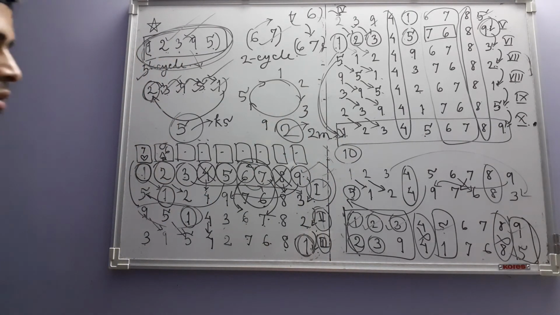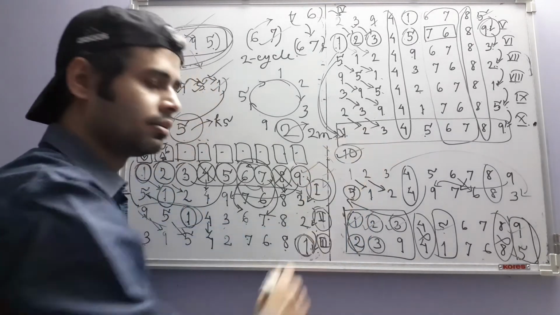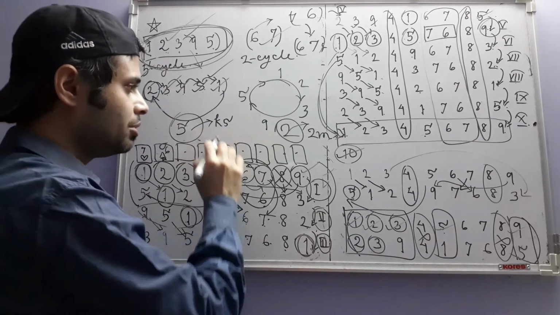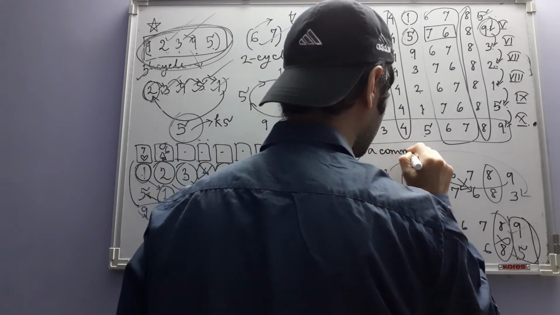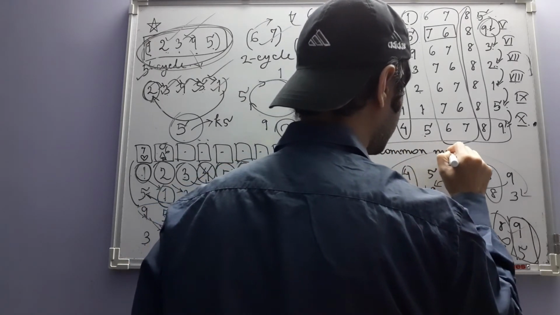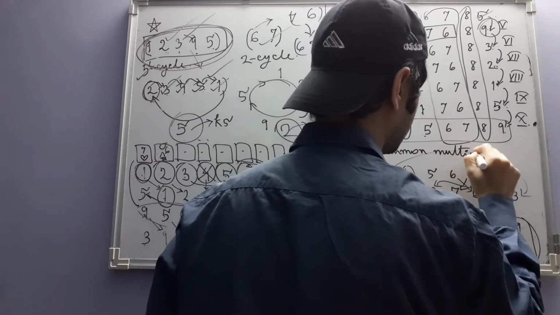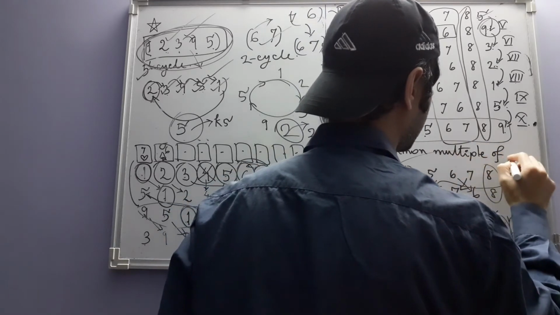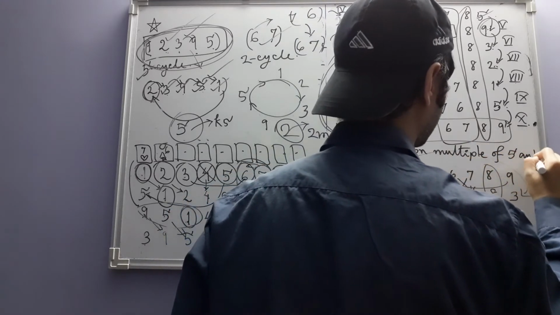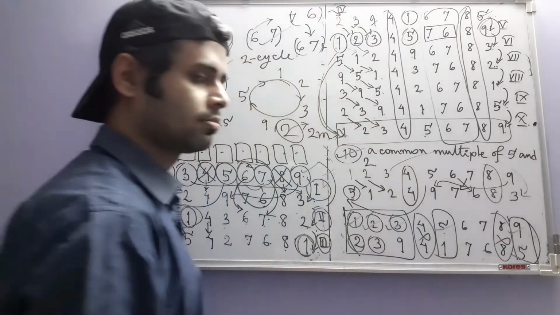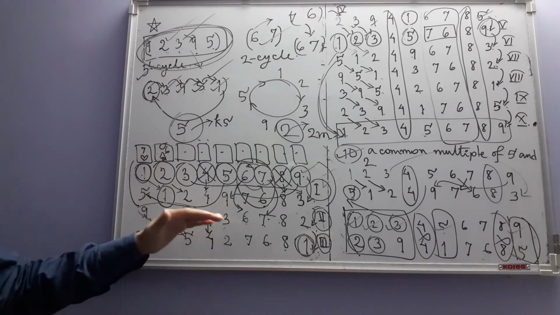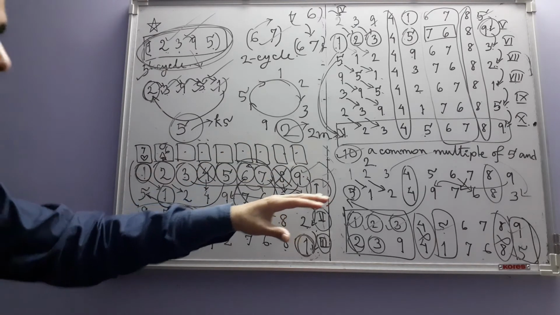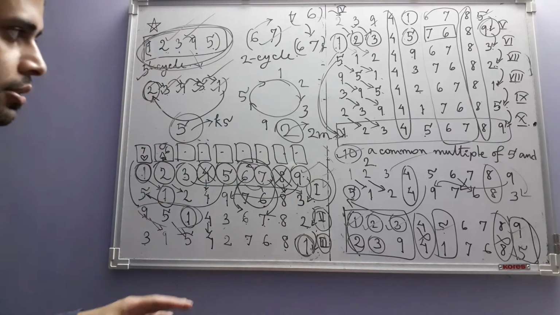So that means this number 10 should be a common multiple of 5 and 2, because then only the things will keep their positions, the cards will keep their positions.